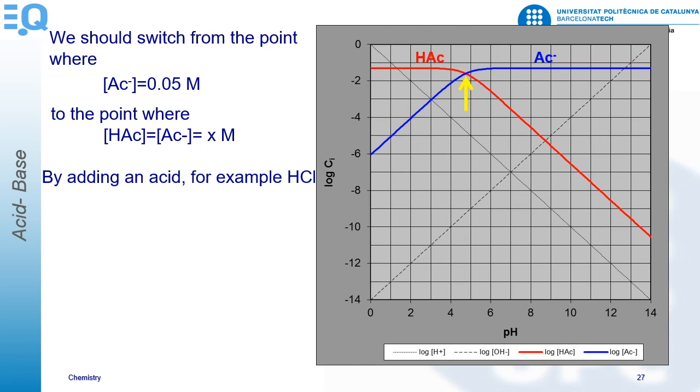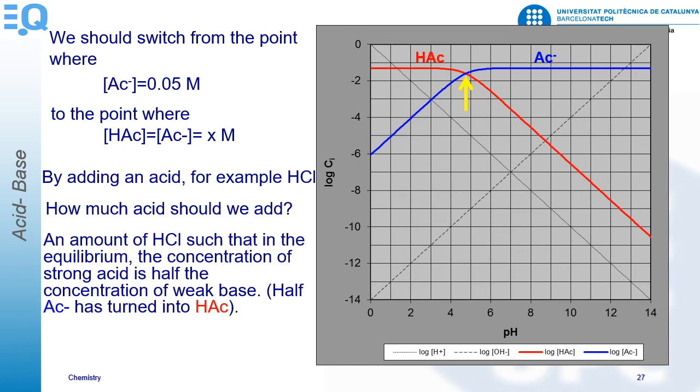To do this, acid should be added to the solution. A strong acid, for example, this one. Do you remember its name? It's hydrochloric acid. So, how much of this acid should we add to get to the desired point? An amount such that in the equilibrium, the concentration of strong acid is half the concentration of weak base. Remember, the weak base is the acetate anion. It's a base because it can catch protons.